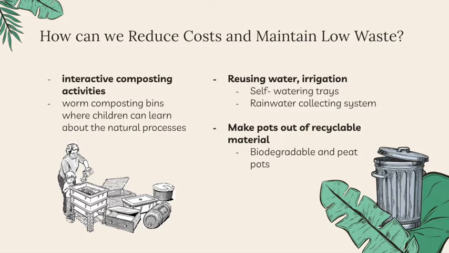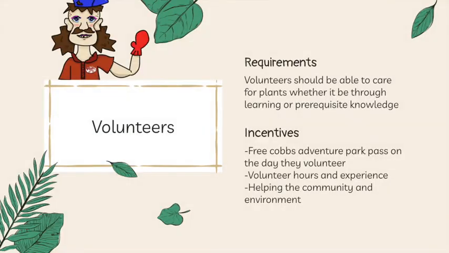This can include interactive composting activities, like worm composting bins, where children can learn about the natural processes of the ecosystems around us. We can also reuse water using irrigation techniques like self-watering trays and a rainwater collection system. We can also make our supplies out of recyclable materials like biodegradable pots and peat pots.